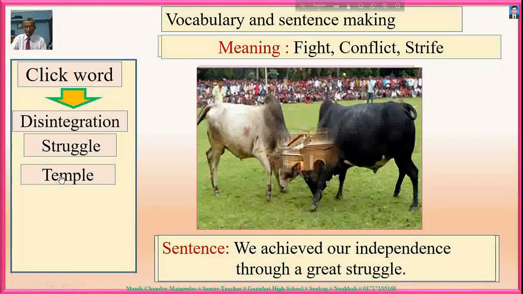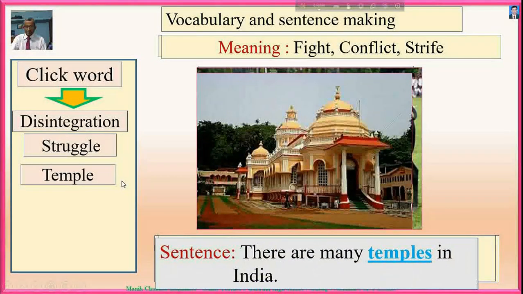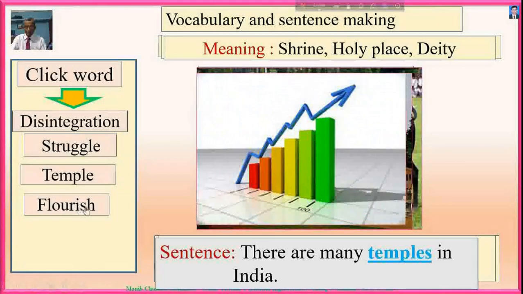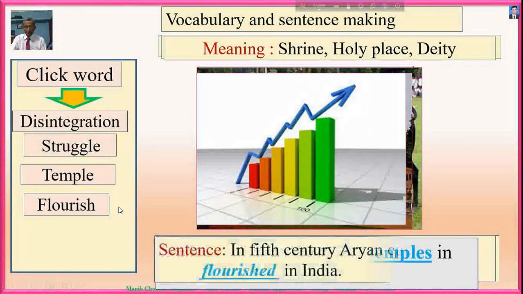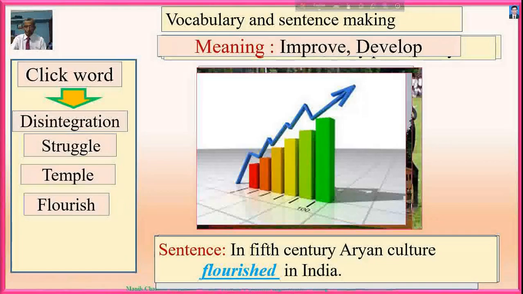Temple. See the picture. Now see the sentence. There are many temples in India. Now see the meaning. Shrine, holy place, deity. Flourish. See the picture. Now see the sentence. In 5th century, agriculture flourished in India. Now see the meaning. Improve, develop.